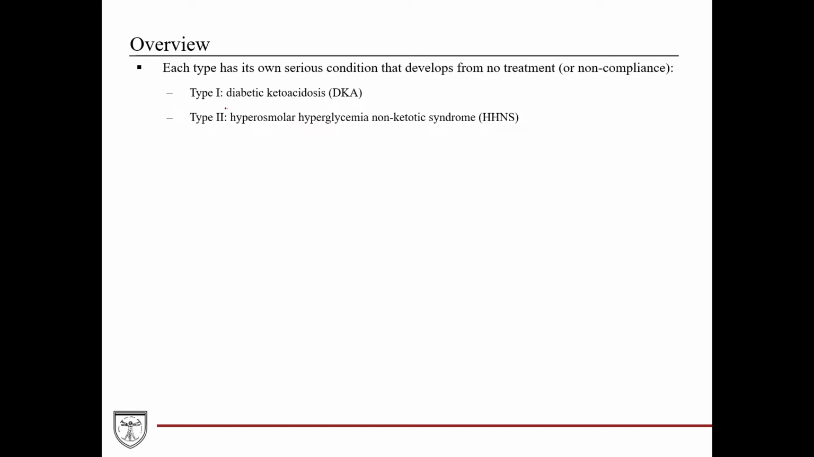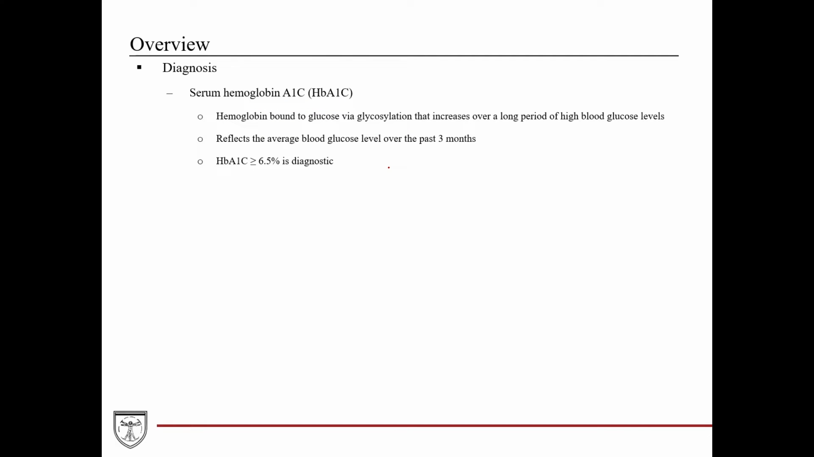And so for type 1, it's diabetic ketoacidosis, or DKA, and for type 2, hyperosmolar hyperglycemic non-ketotic syndrome, or HHNS. And the USMLE loves to ask about these. They're very high yield. They're also very high yield for medical school and graduate school exams as well. So for diagnosing diabetes, we're not going to dive too deep into this. This is something you'll get into more in your clinical rotations.